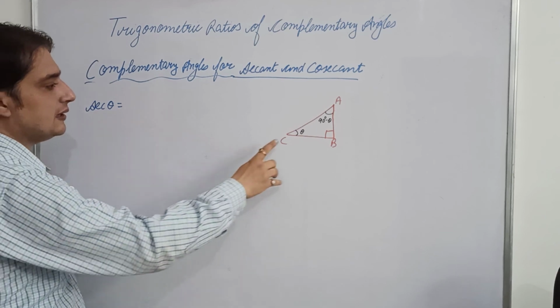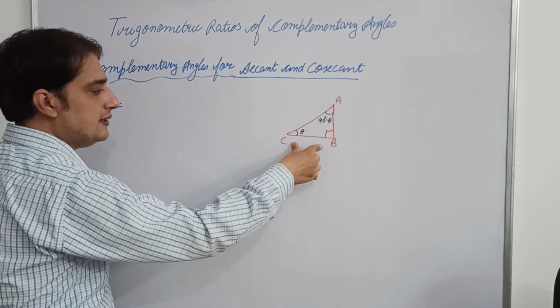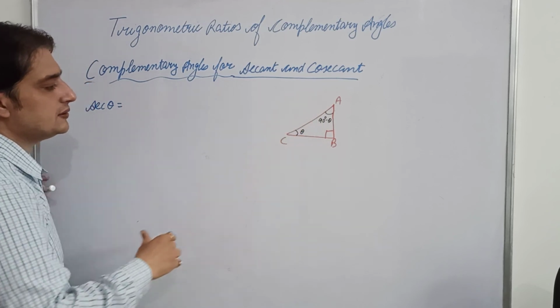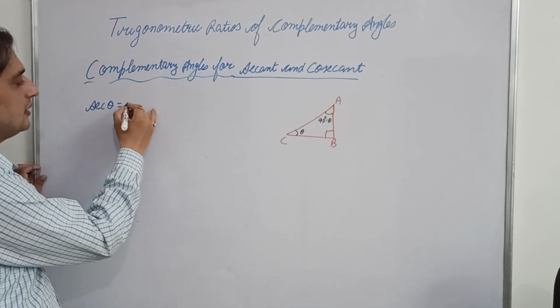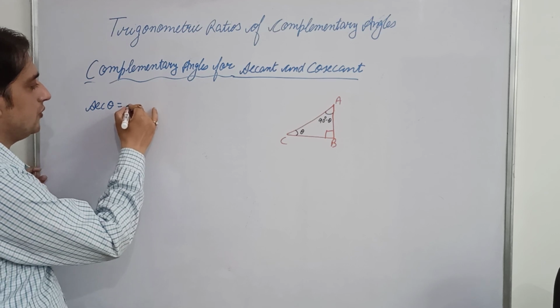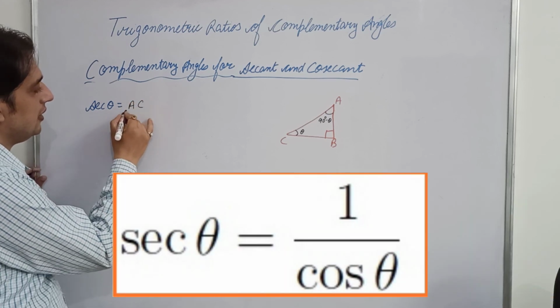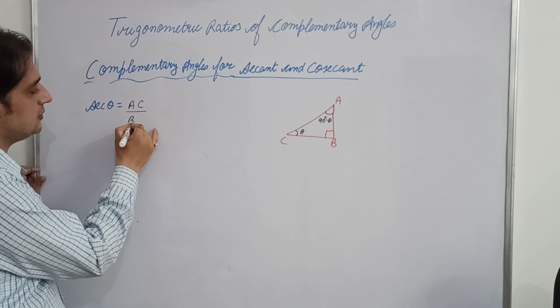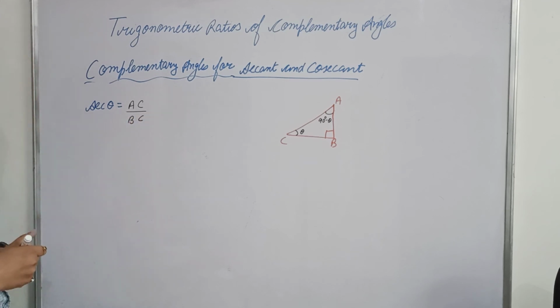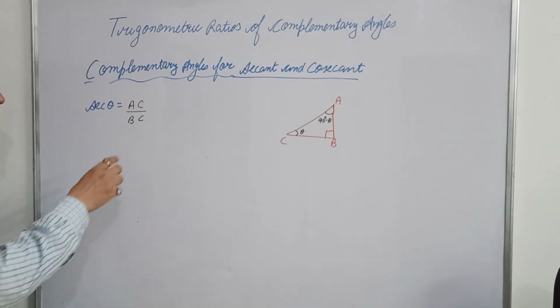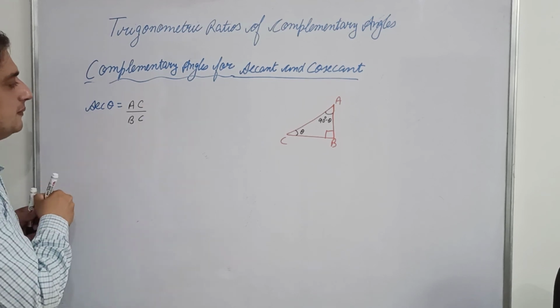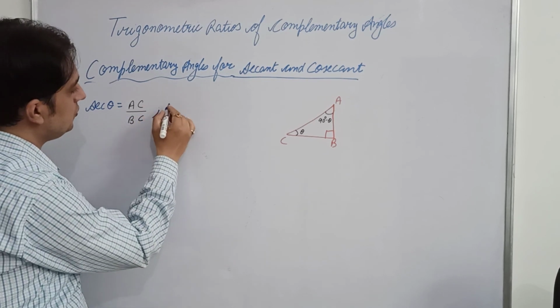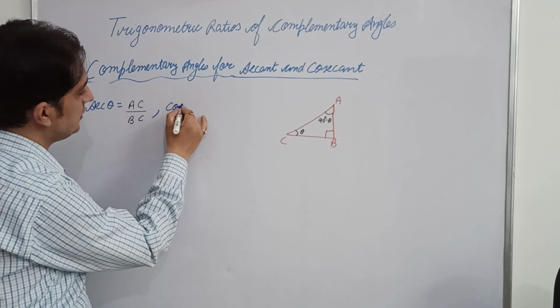For this angle theta, BC is the base and the hypotenuse is AC, but the ratio is hypotenuse upon base. So first write the hypotenuse, that is AC, and then the base, that is BC. So this is the T ratio of secant of an angle. This T ratio is also the same for its complementary angle, but that T ratio is cosecant.